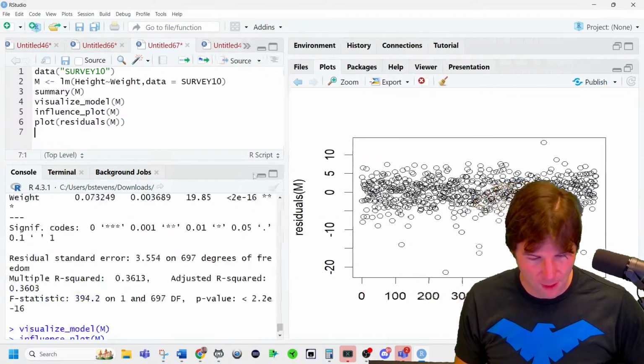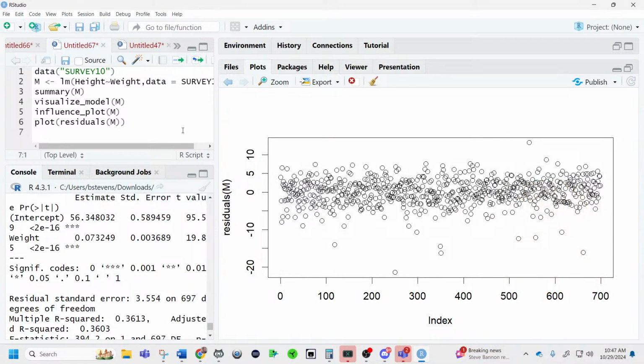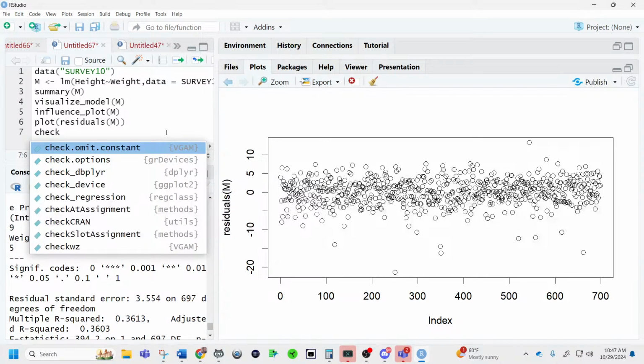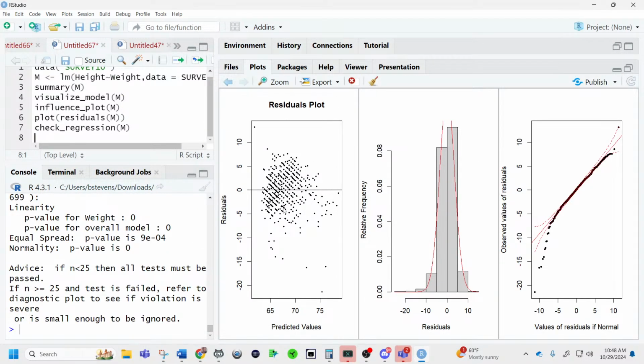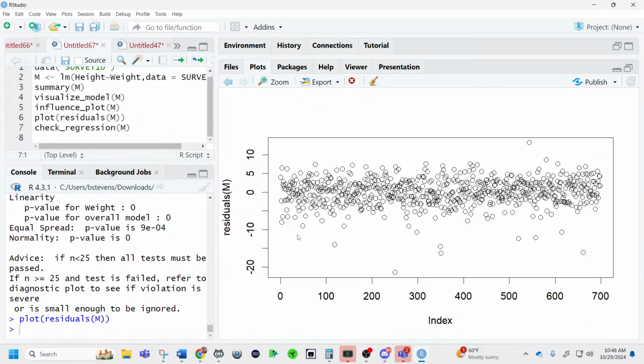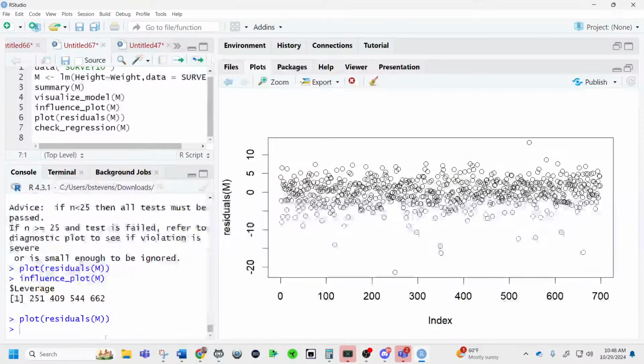Does that have about equal spread throughout? Does my model have about equal spread on the residuals? Go to check regression. Does my model have about equal spread? Yeah, it has about equal spread. There are maybe some outlier-ish points. You got this point down here, this point down here, and this point over here, and that's actually showing up in the influence plot. This is a little more technical, but if you look at this right here, it's more of an outlier issue.